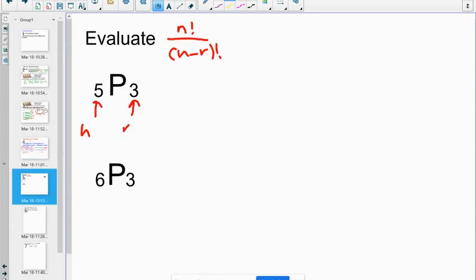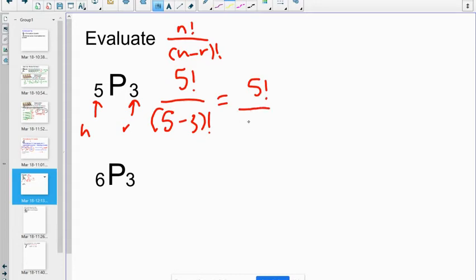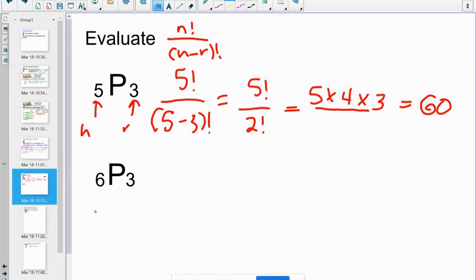So I'm going to write, our n was 5, so I'm going to write 5 factorial over 5 minus 3 factorial, which is the same thing as 5 factorial over 2 factorial, because 5 minus 3 is 2. And when you calculate that all out, we will just be writing 5 times 4 times 3, because 5 minus 2 is 3, so you're only going to write down the first 3 numbers of 5 factorial, and that gets you to 60.